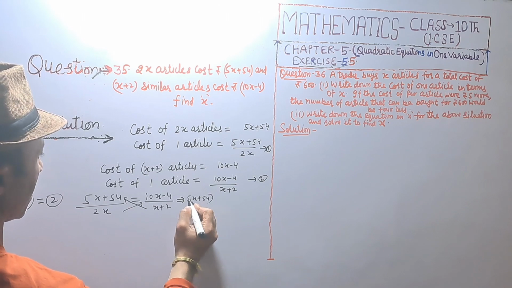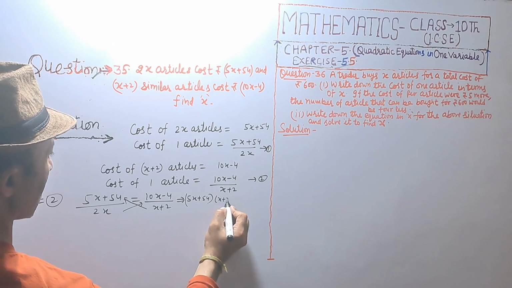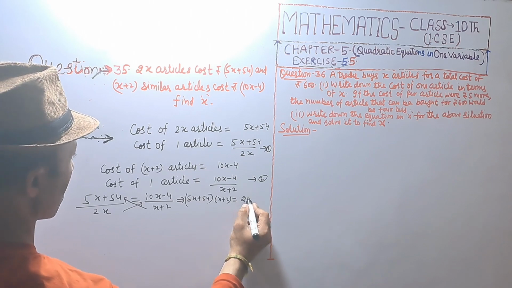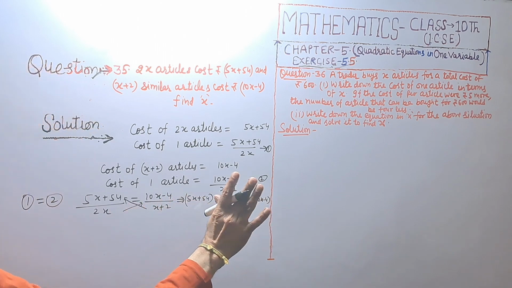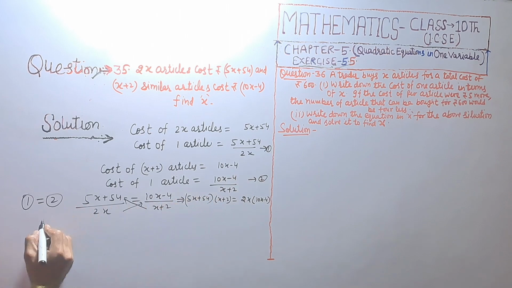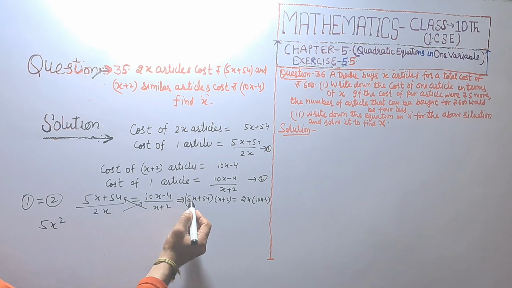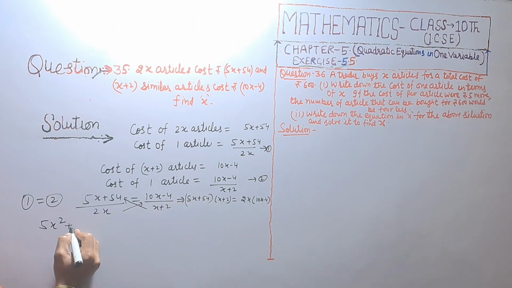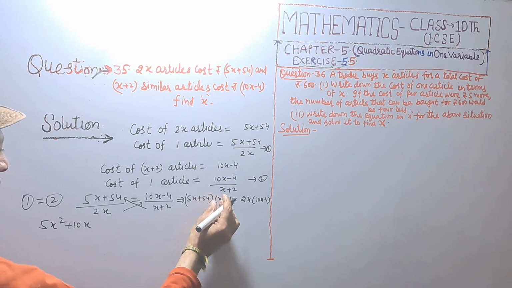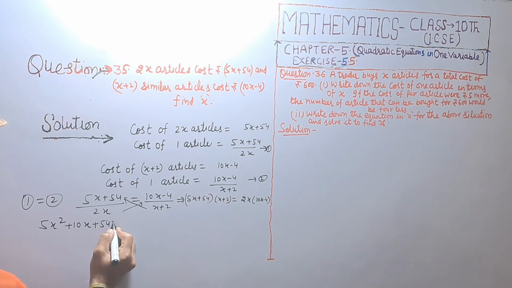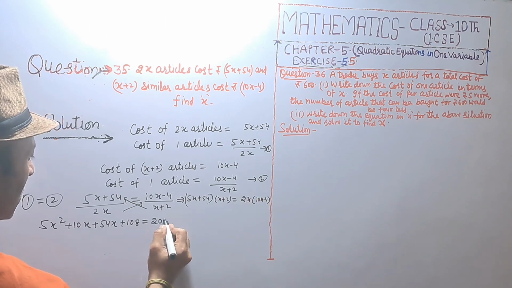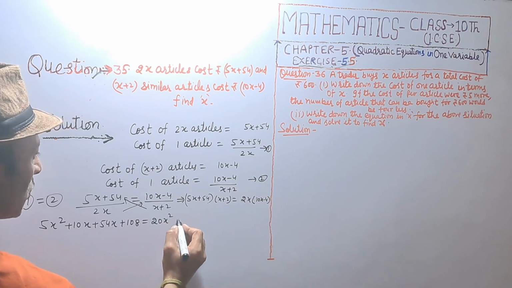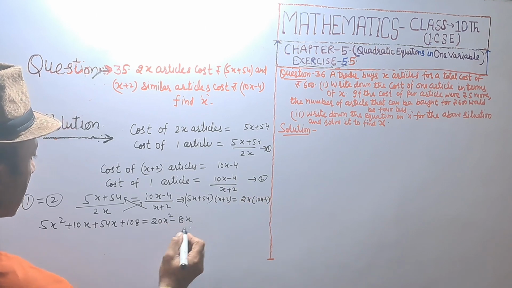5x plus 54 into x plus 2 equal to 2x into 10x minus 4. 5x into x, that is 5x square. 5x into 2 is 10x. 54 into x, that is 54x. 54 into 2 is 108, equal to 2x into 10x, that is 20x square. 2x into 4 is 8x.